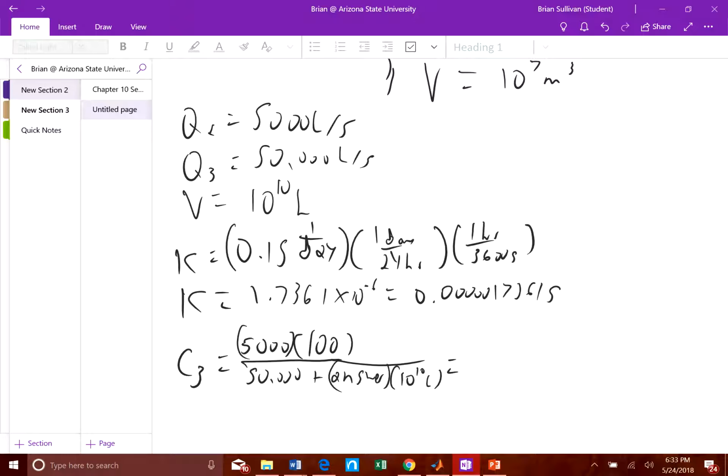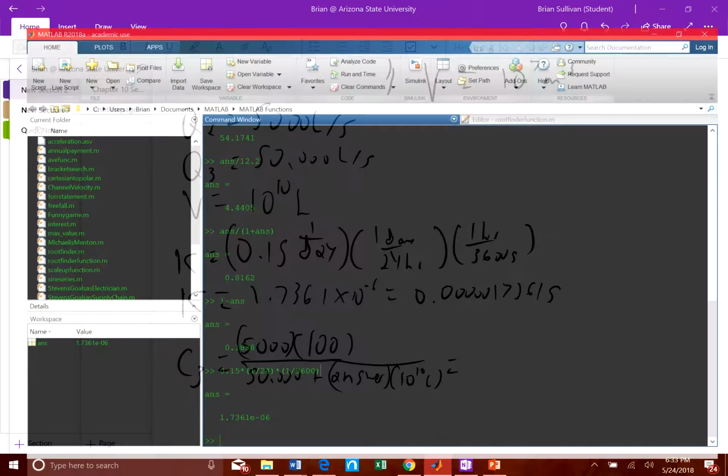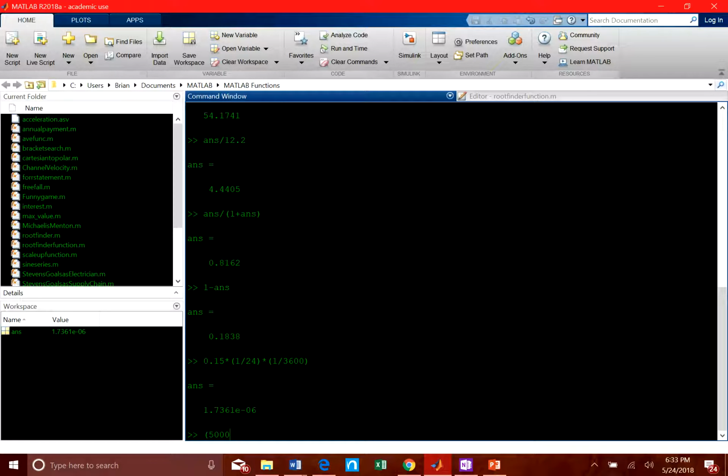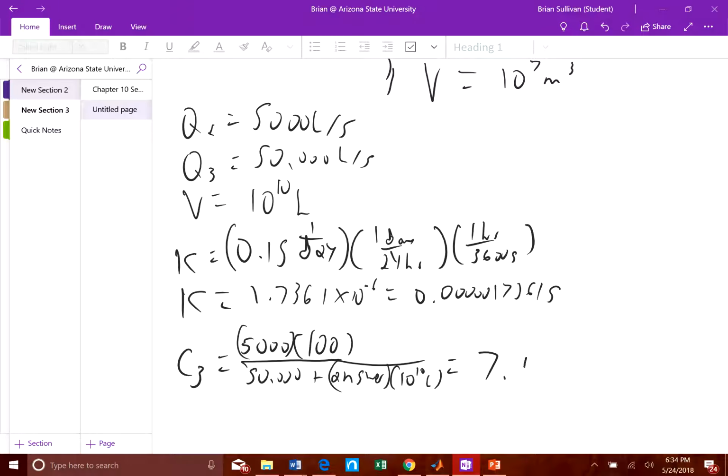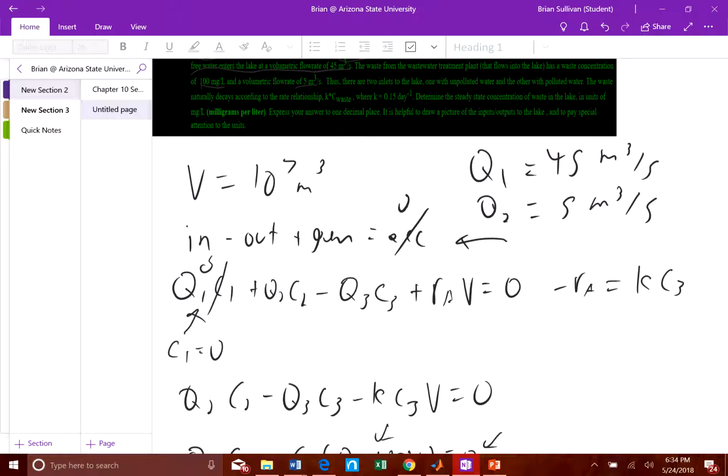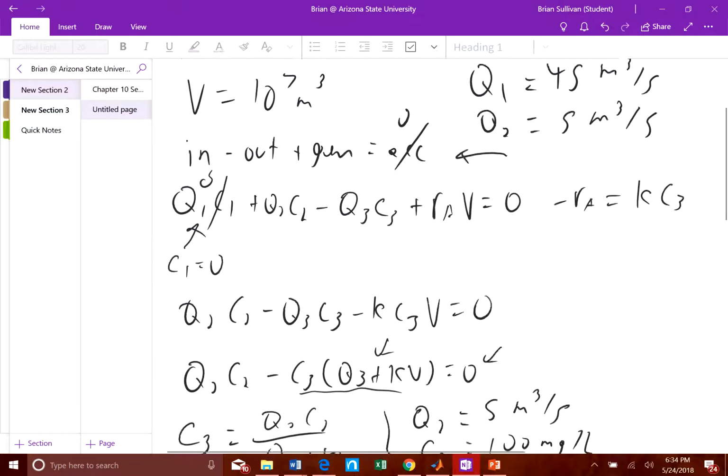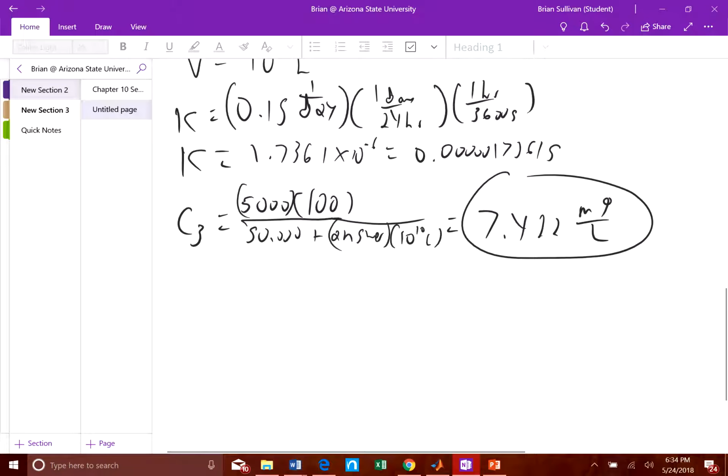Okay, so now let's do this in MATLAB. 5,000 times 100. Now it's going to be, don't ask me how I did that. Okay, so 7.422. Yay, that's a good answer. And that's going to be milligrams per liter, and that's your concentration inside the lake. Make sure you have the right number of decimal places. In this case, I think they went with 1 decimal place, so you're going to be dealing with 7.4.